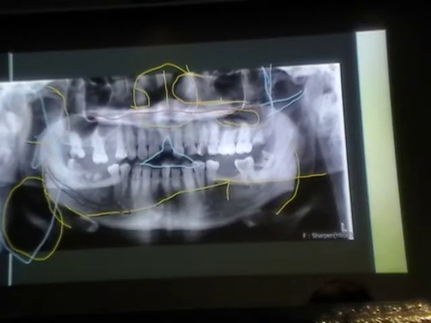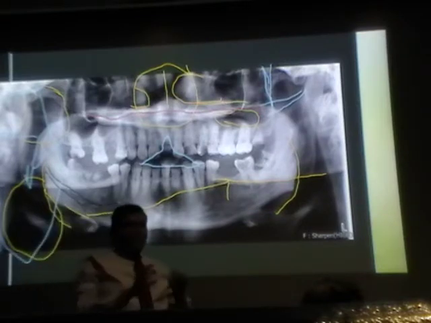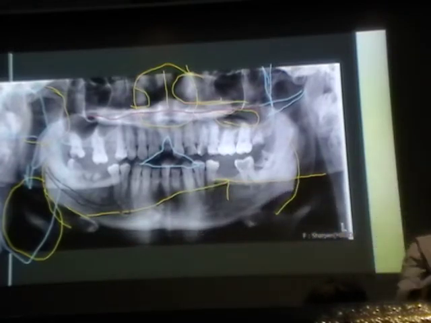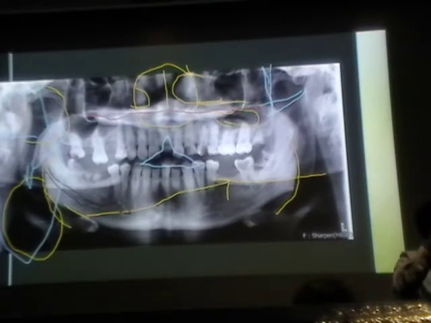So above this region is nasopharyngeal region. Below this is oropharyngeal region. Wait, can you say that again? I couldn't hear. Okay, soft palate is the guideline that you use to differentiate between oropharynx and the nasopharynx. So anything above the soft palate is nasopharyngeal region. Below that is oropharynx.